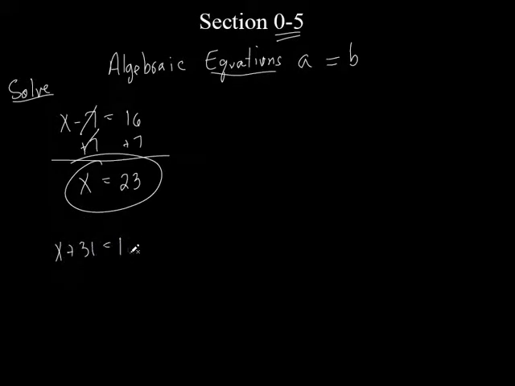I'll skip one and get to this one. That's a plus. X plus 31. Now this time it's being added. So what's the opposite of adding something? Subtracting. So that's how we get rid of something. You do the opposite to get rid of it.